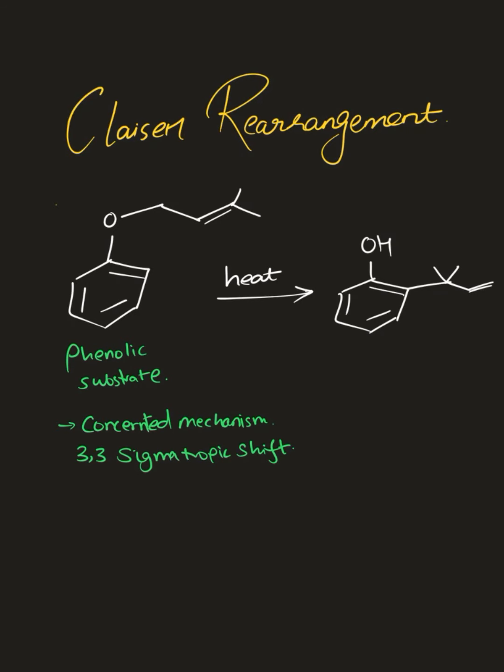There is a phenolic substrate present. By looking at it, we can easily identify whether a Claisen rearrangement will occur or not. It does not require a specific type of solvent as it undergoes a concerted mechanism, so no reagent is required. Only in the presence of heat does the reaction occur.